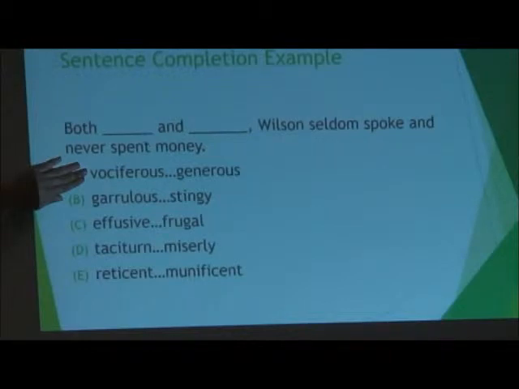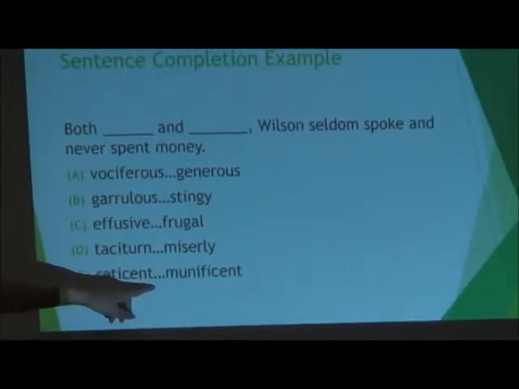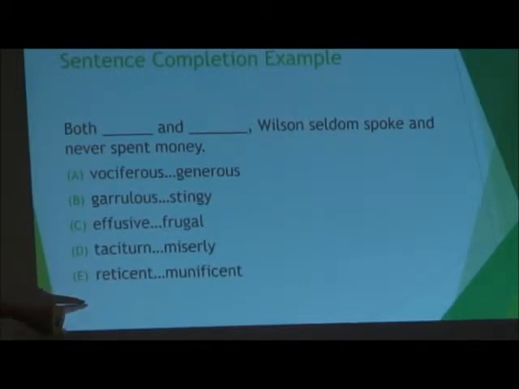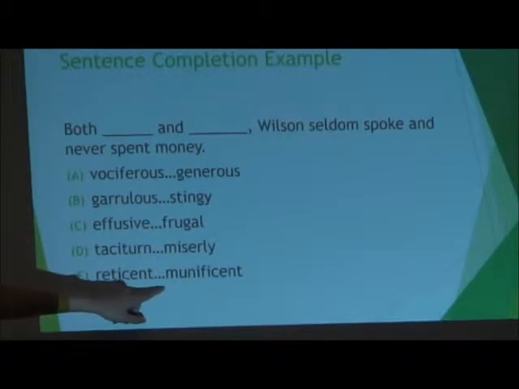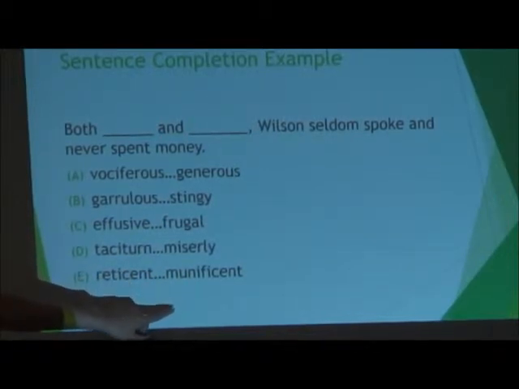Stingy means you don't want to spend money, right? It means you're not very generous with your money. Frugal means you're not generous, you're cheap, right? Miserly means you like to hoard money. What's munificent? Guessing that spends money. The word sounds like money, so we got mun in here, right? Can you guys think of any words that have to do with money that have mun in it?